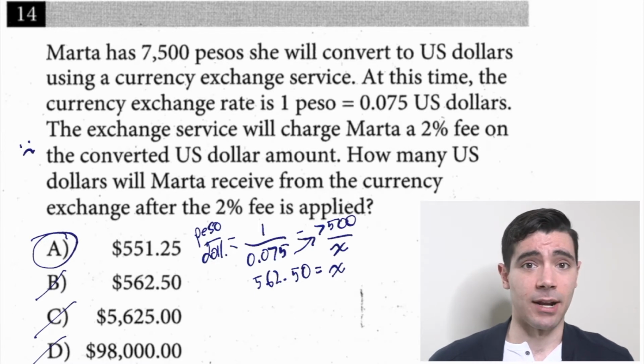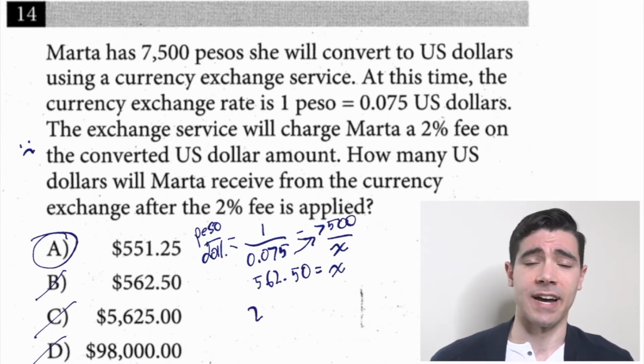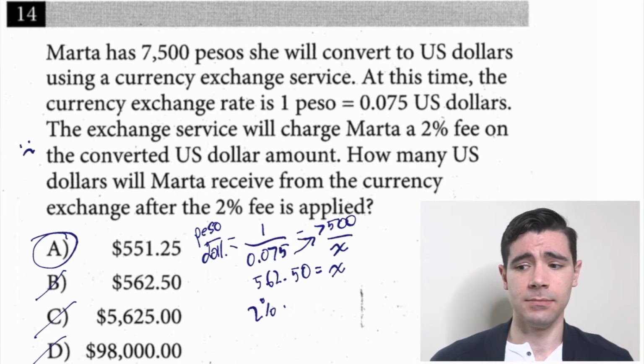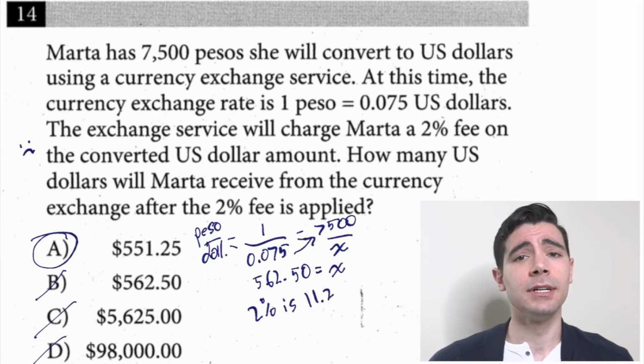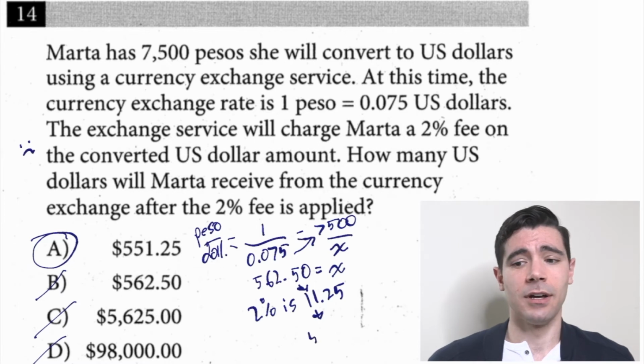If I were concerned about it, I could check, well, what is 2% of 562.50? And it turns out that it's 11.25. And if I subtract that from 562.50, I get the final answer of 551.25.